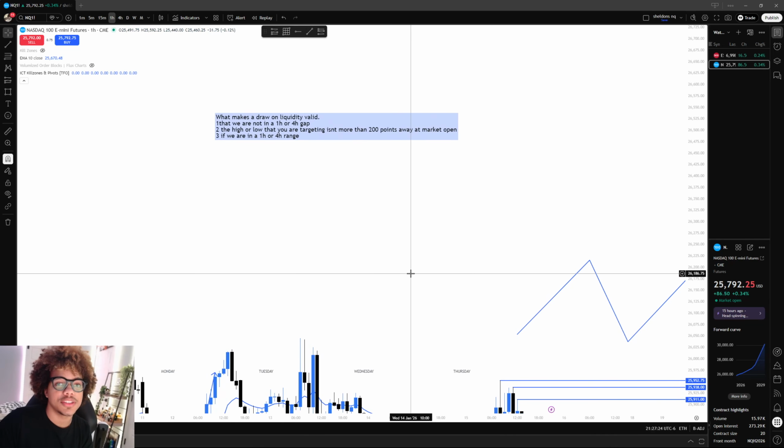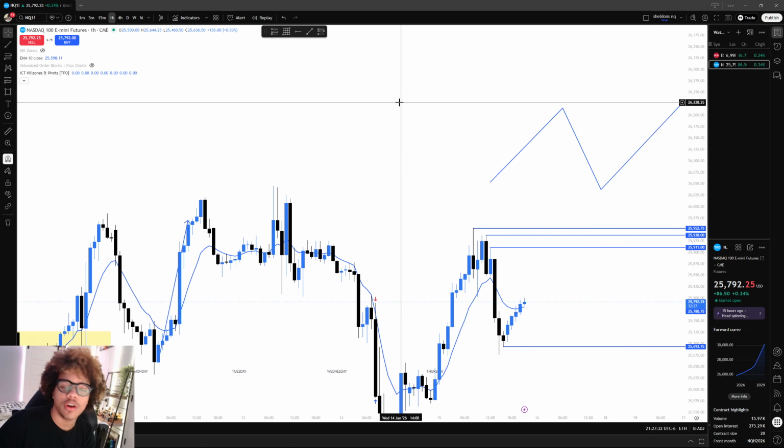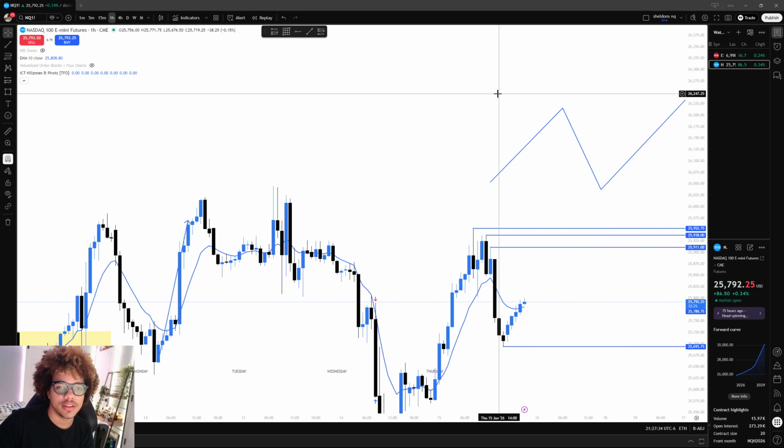Trade in probable conditions, no ranging, make sure you're not in a gap, and make sure that your draw isn't 100,000 points away from your target. Because if it is, it's not going to get hit.